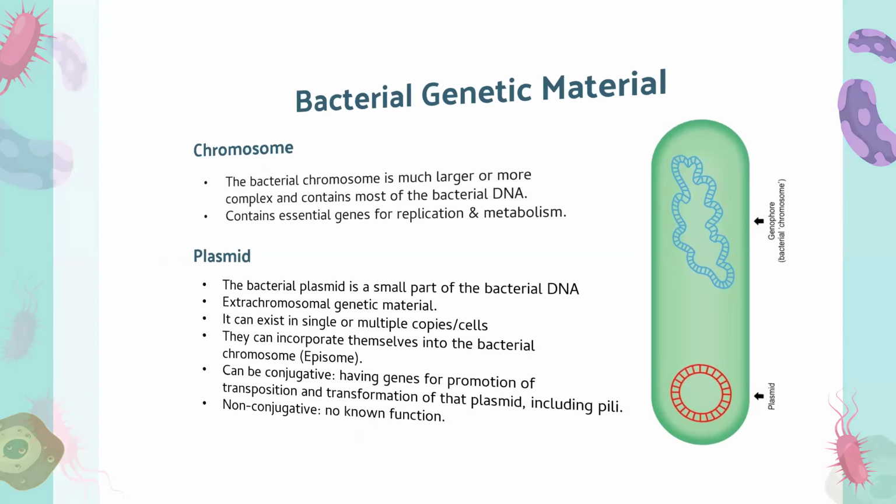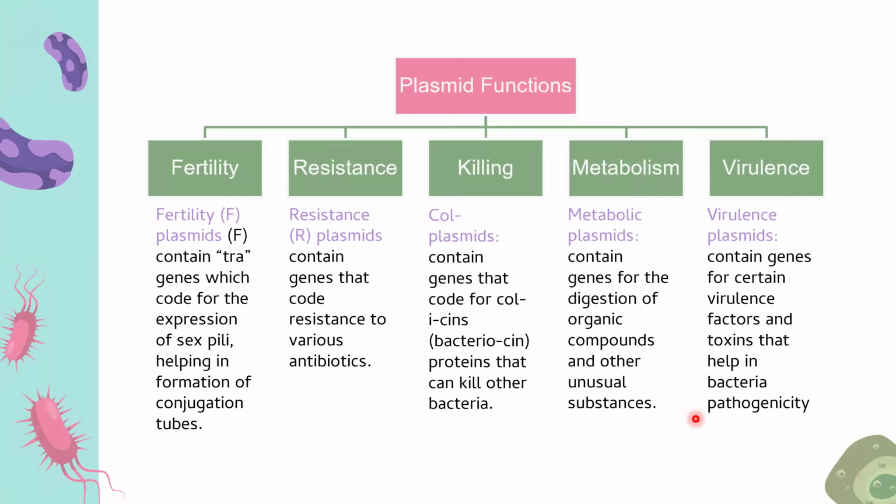So let's take a closer look at that again. Plasmids have five main functions. Fertility, which is basically reproduction, and that is through fertility plasmids, or denoted as F plasmids. Now, F plasmids contain the TRA genes, which code for the sex pili. Remember those long fimbriae that I showed you guys previously? Those pili are involved with reproduction, and they are encoded by F plasmids, okay?